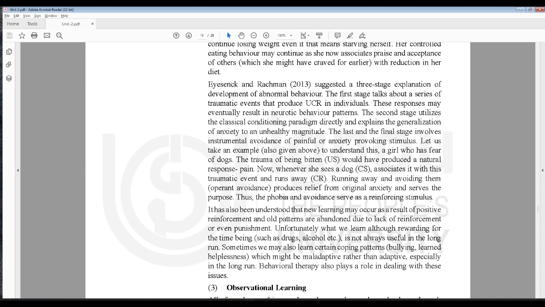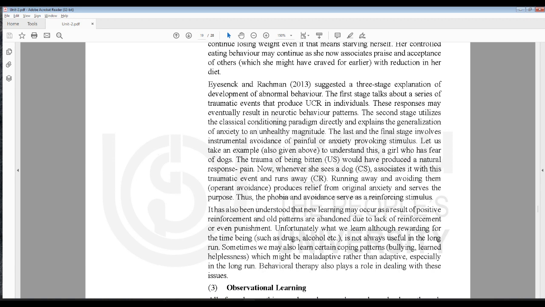Let us take an example, also given above, to understand this: a girl who has fear of dogs. The trauma of being bitten, US, would have produced a natural response, pain. Now, whenever she sees a dog, CS, she associates it with this traumatic event and runs away, CR. Running away and avoiding them, operant avoidance, produces relief from original anxiety and serves the purpose. Thus, the phobia and avoidance serve as a reinforcing stimulus.